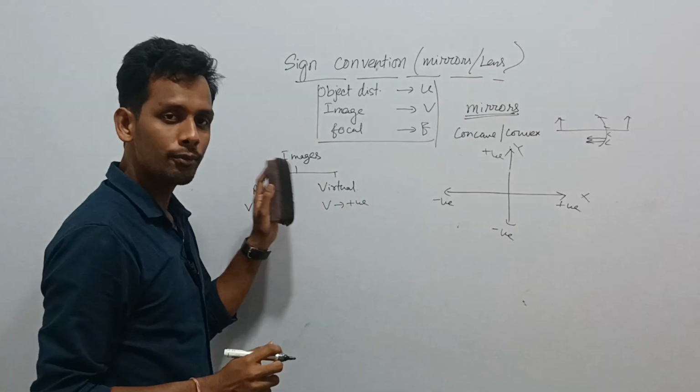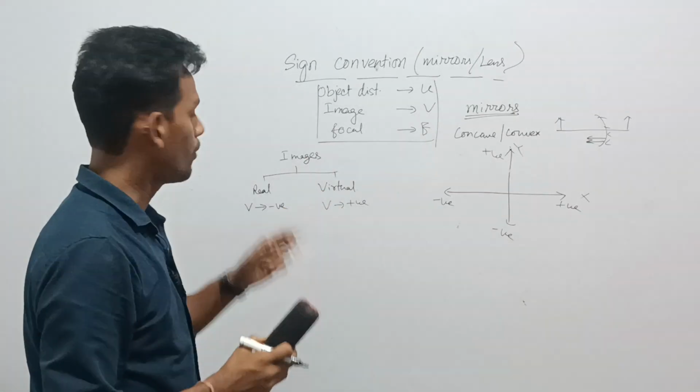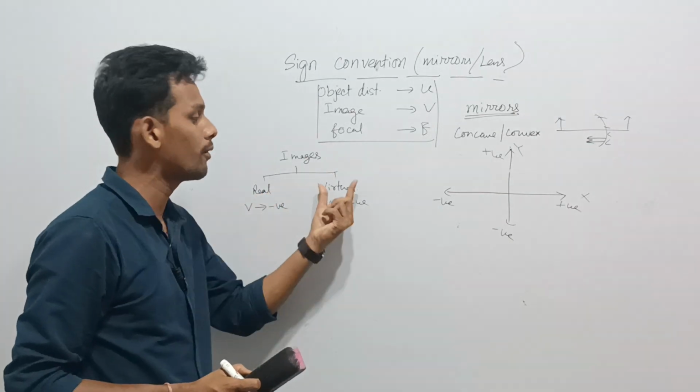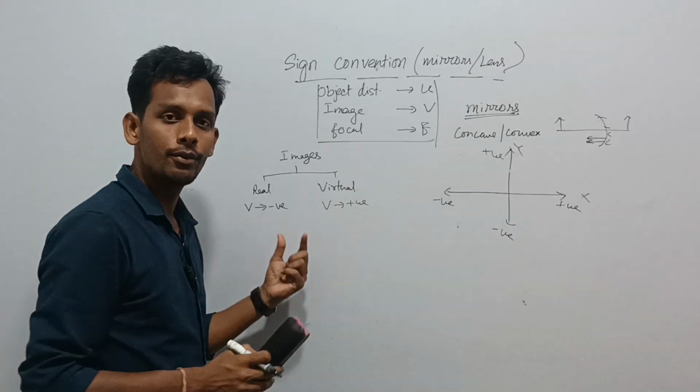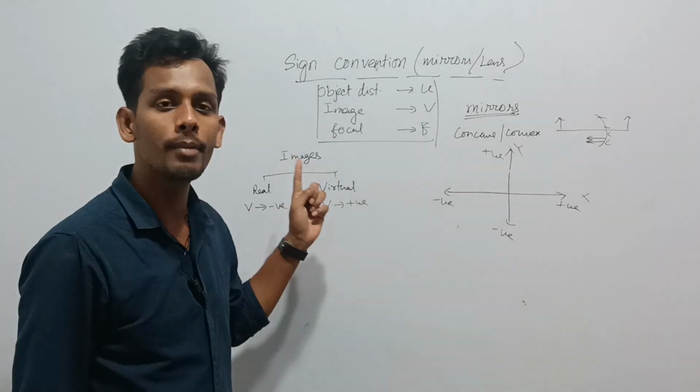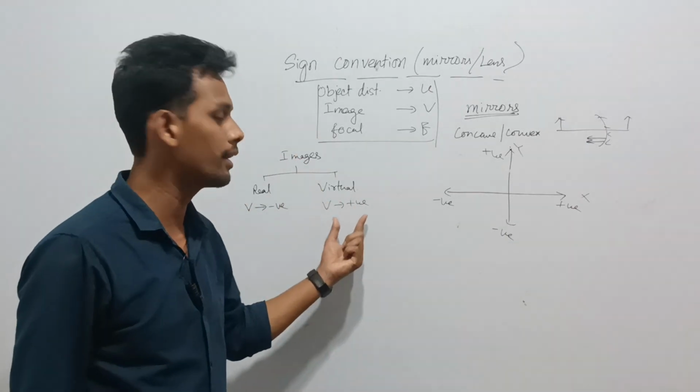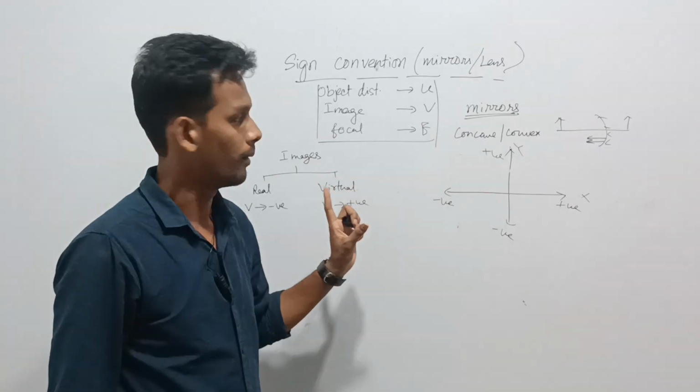Clear? So images are of two types, real and virtual. For a real image, v is negative. For a virtual image, v is positive. Or conversely, if you find v is negative, then the image is real. If v is positive, then the image is virtual.